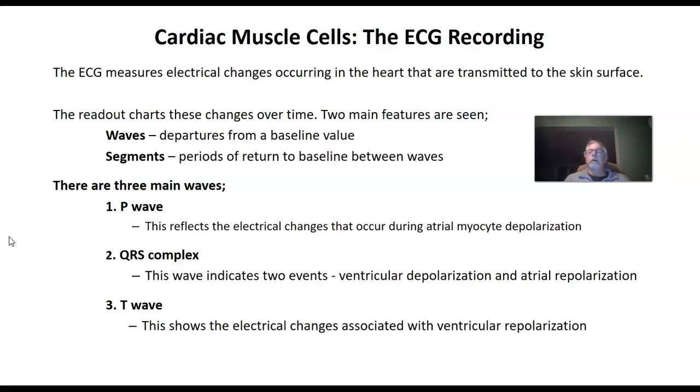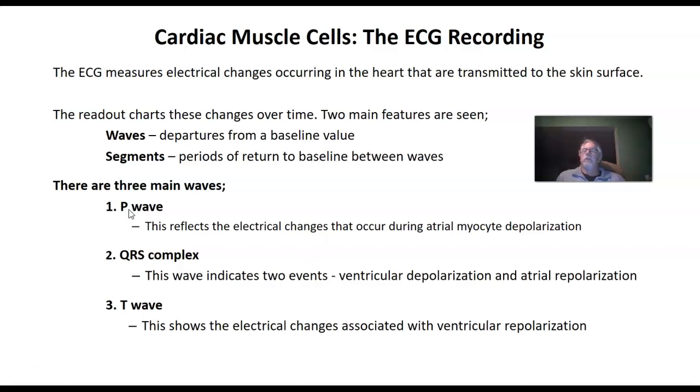In electrocardiography, the electrical events that are occurring are recorded and charted versus time. We'll look at a tracing of one of these in a second. But first of all, just to describe some of the terminology that we'll be using. In the readout, the tracing will show a baseline reading, and this is basically when there are no electrical events happening. Then we'll see deflections from this baseline. These look like peaks, and they are referred to as waves. The periods of time where the tracing returns back to baseline between waves are called segments.